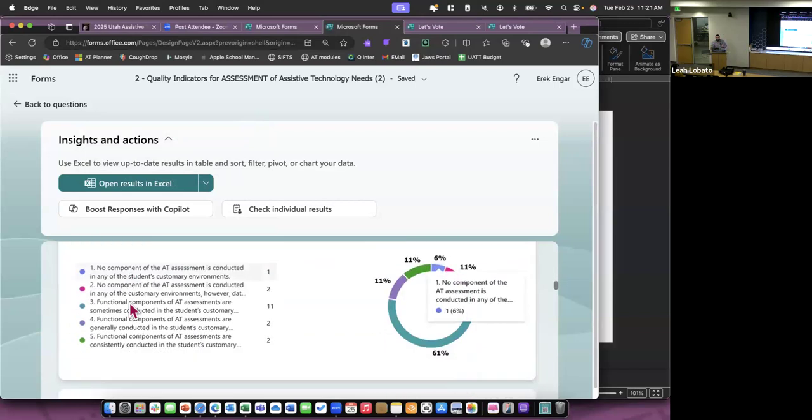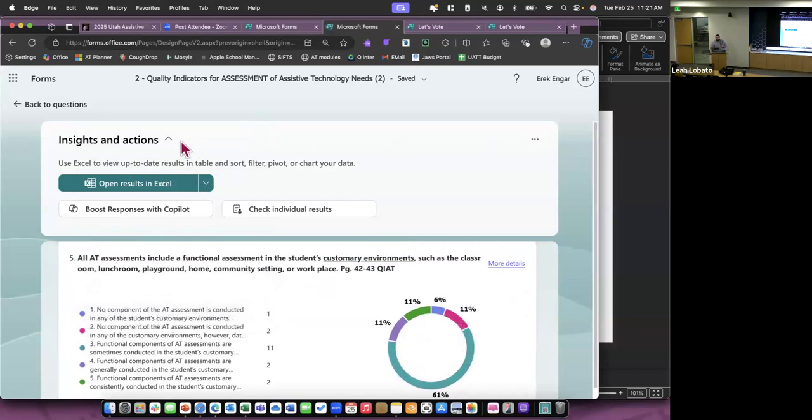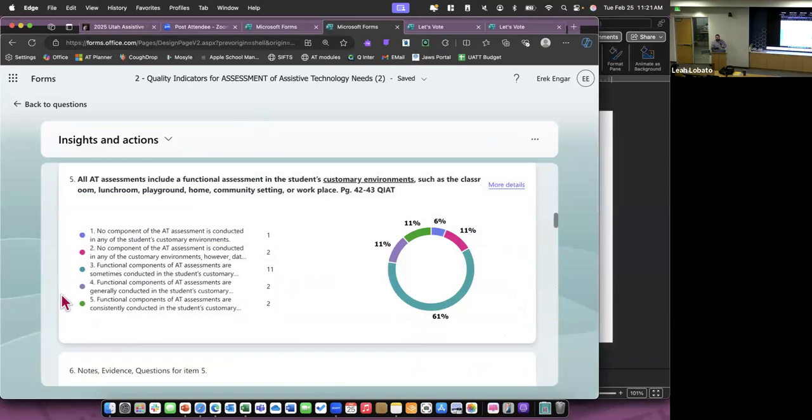Okay. On the next one, and this keeps going down. All AT assessments include functional assessment in the student's customary environment. Again, it looks like a lot of us are doing some of those customary environments, not quite all of them. We do have 11% of the people though, so that's probably how many responses? 2 people, that says right there, that they are considering all of those customary environments. And then we have some people who are still thinking no component of the AT assessment is conducted in any of the students' environments.